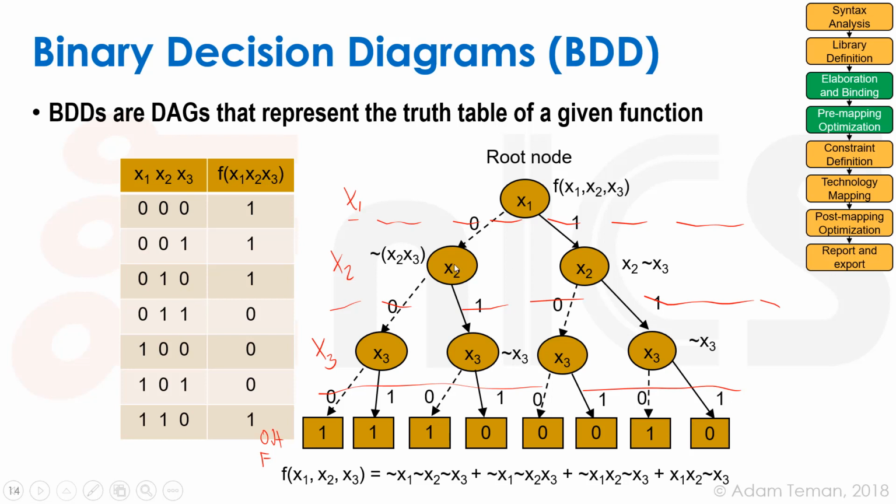x2. Okay, again, let's say we have x2 and we have a 0, we go on the dotted line over here, or 1 over here, and we keep on traversing down this diagram until we get to the output level and see what the value of the function is.